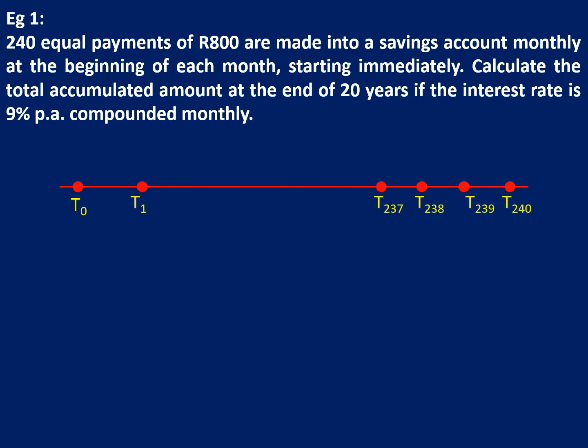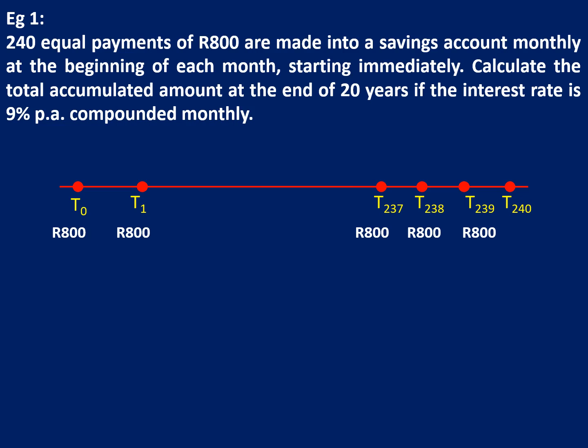Because we're dealing with so many payments, it might help us to decide exactly what is happening when. Now, 800 Rand is paid monthly into the account at the beginning of each month. So I'm going to pay immediately, then I'm going to pay at the beginning of the next month, the beginning of every month until the beginning of the last month. So remember, T240 will be at the end of that last month. So 239 will be at the beginning of the last month.